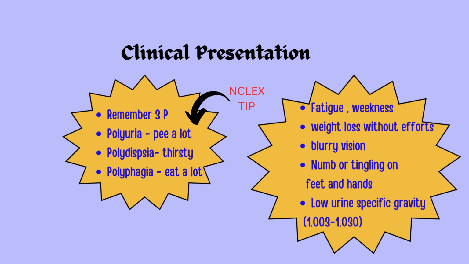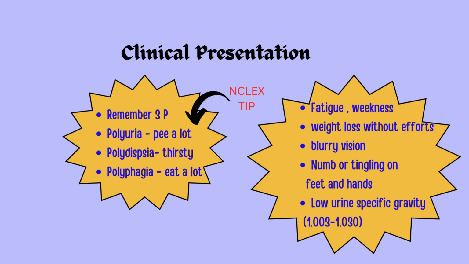Next is polyphagia, eating a lot, right? Because there is a lot of glucose inside the body and the person is always feeling hunger, hunger, hunger. And next, there are a few other clinical presentations apart from these 3Ps, like fatigue, weakness, weight loss without any effort, blurry vision, numbness or tingling in the feet and hands.